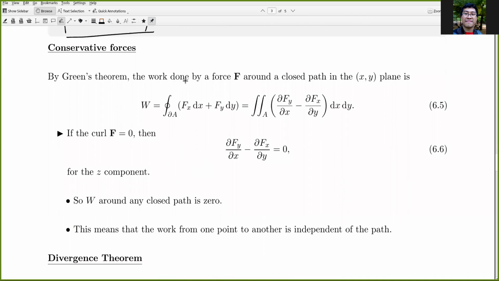By Green's theorem, work done by a force on a closed path in the xy plane is given by this. If the curl of F is 0, so the z component of the curl, this expression, equals 0, it means that the work around any closed path is 0 for conservative forces, and the work is independent of the path.